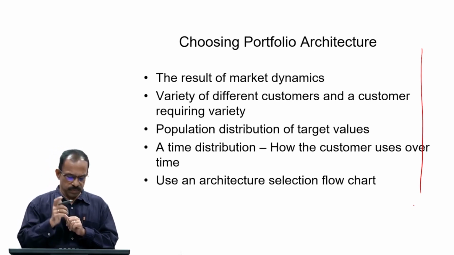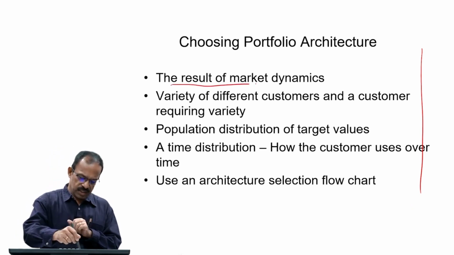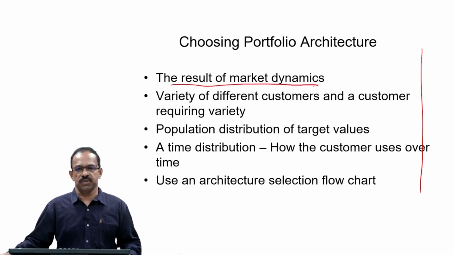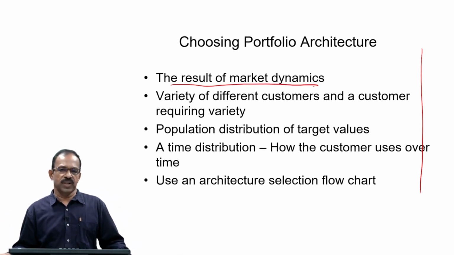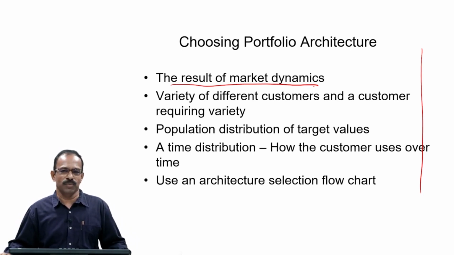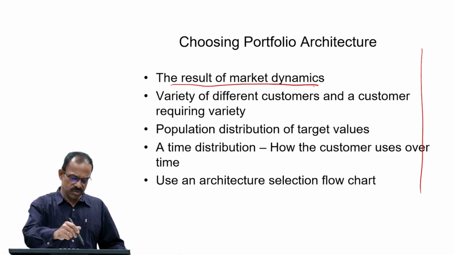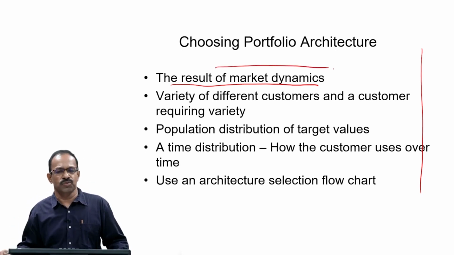As I told you, this is the result of market dynamics. When I say market dynamics, it actually involves the cost of the product, the number of units that can be sold, and the changes in the market segments, and how fast the market is growing, or how fast the market is changing with respect to time, with respect to the design parameters or the customer requirements. All of those affect the choosing of the portfolio.